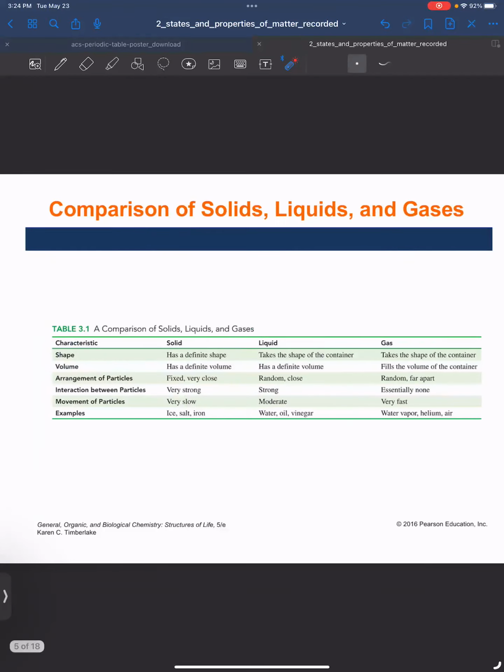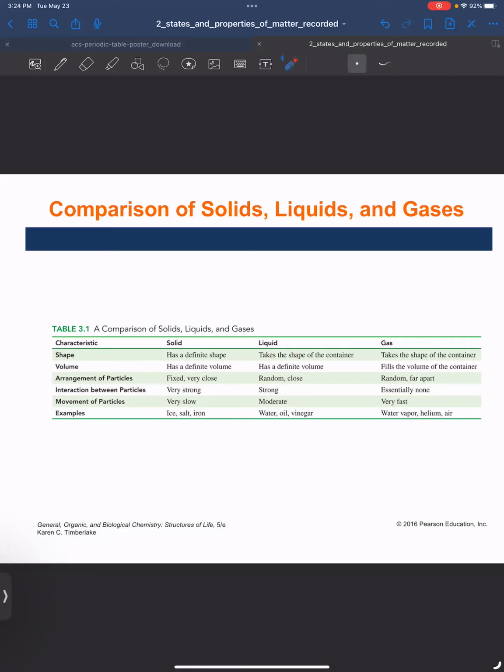So let's look at a summary together. This table compares solids, liquids, and gases based on different characteristics: shape, volume, arrangement of particles, interaction between particles, which we will talk about in more depth later on in our class, the movement of particles and different types of examples. So for example, a solid, once again, has a definite shape and volume. The arrangement of the particles is very close together and fixed. There's a very strong attraction between those particles. They move very slowly, and some examples are ice, salt, and iron.